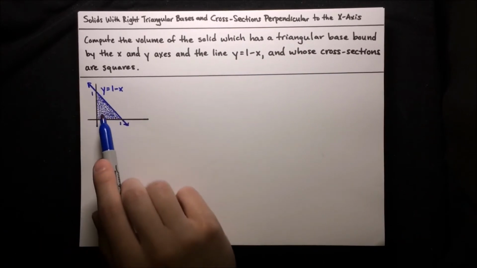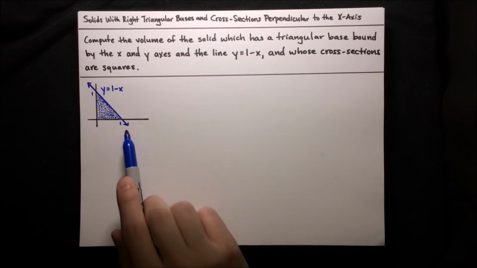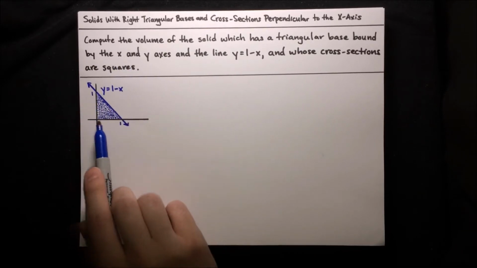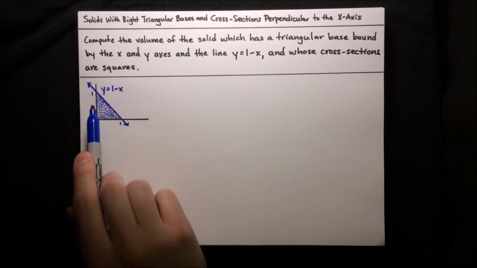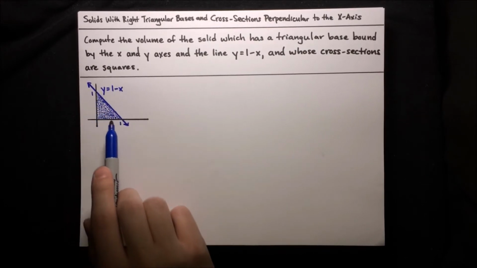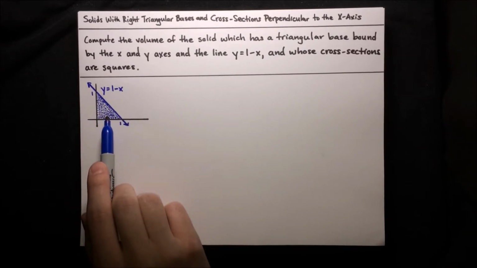So here we've got a little graph of the situation. We've got the line y equals 1 minus x that's plotted there, and then the region is also bound by the x and y axes, so we want to shade in everything that's bound in the first quadrant by the x and y axes and beneath the line y equals 1 minus x. That's that triangle over there. So that's going to form the base of our solid.